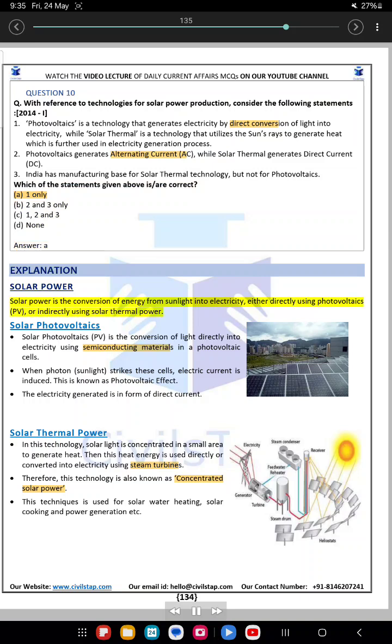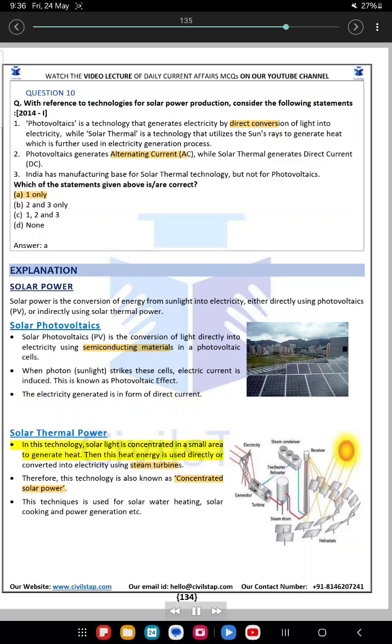Explanation. Solar power. Solar power is the conversion of energy from sunlight into electricity, either directly using photovoltaics (PV) or indirectly using solar thermal power. Solar photovoltaics. Solar photovoltaics (PV) is the conversion of light directly into electricity using semiconducting materials in photovoltaic cells. When photons of sunlight strike these cells, electric current is induced. This is known as the photovoltaic effect. The electricity generated is in the form of direct current.